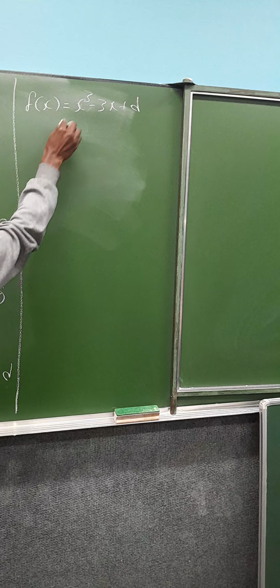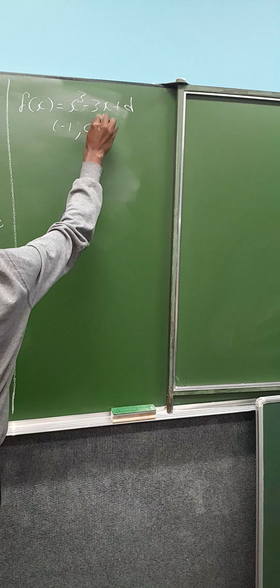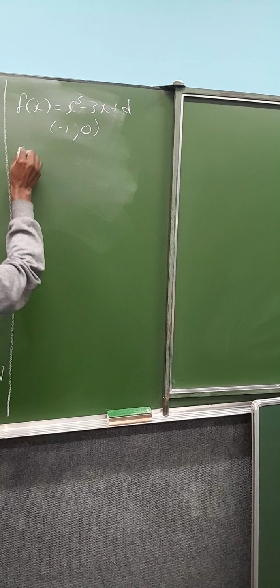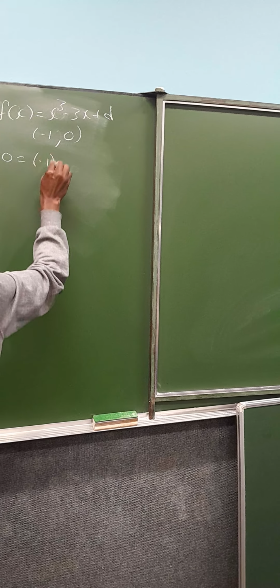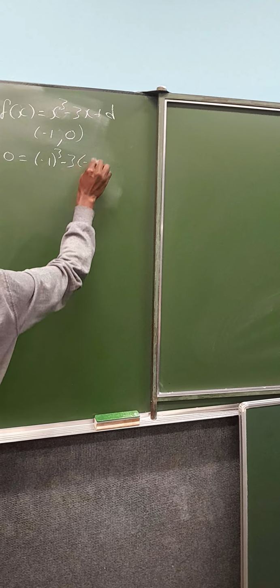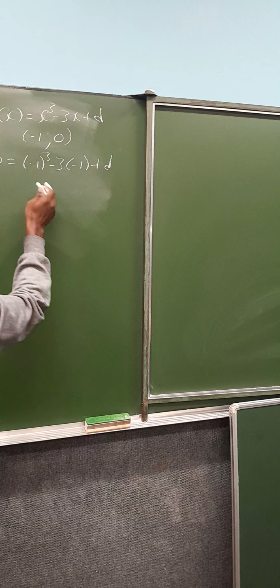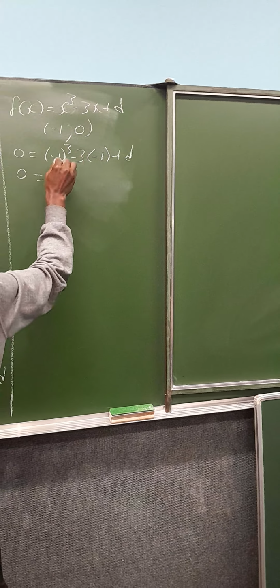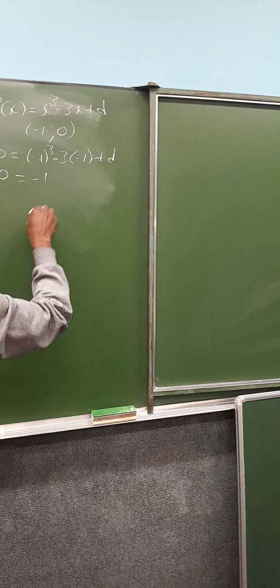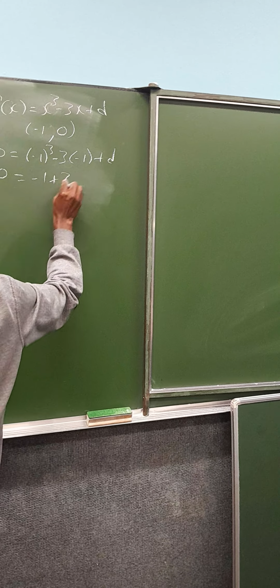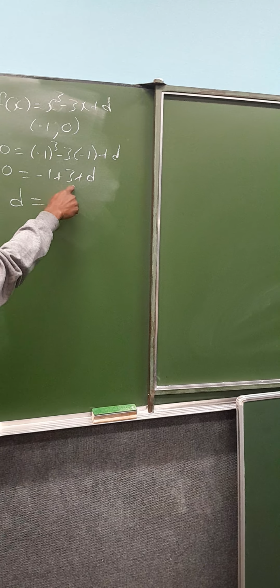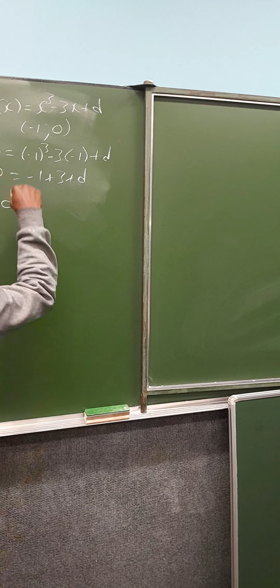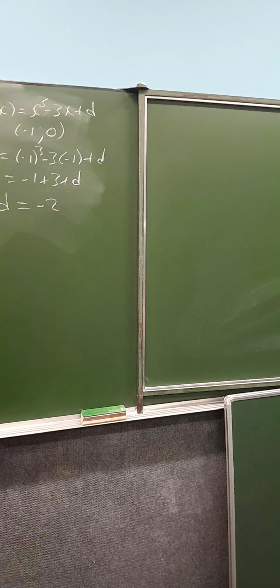That intercept was minus 1 and 0. So now y is 0, so I'm going to have 0 equals minus 1 cubed minus 3 into minus 1 plus d. So this is 0 equals minus 1 cubed, which is going to be minus 1, and this one is going to be plus 3 plus d. So now my d is going to be, minus 1 plus 3, that's going to be positive 2. If you take that to the other side, you're going to have minus 2.